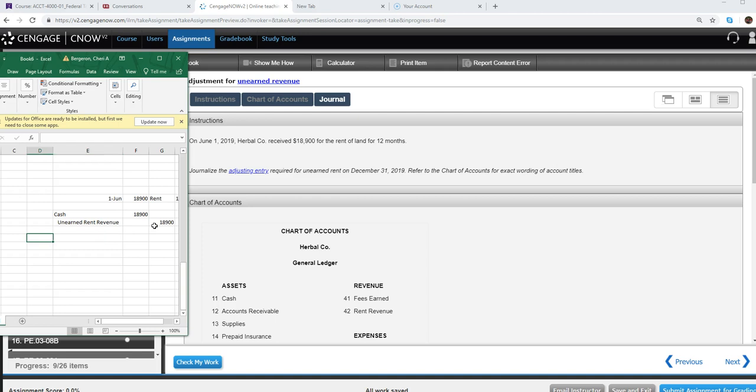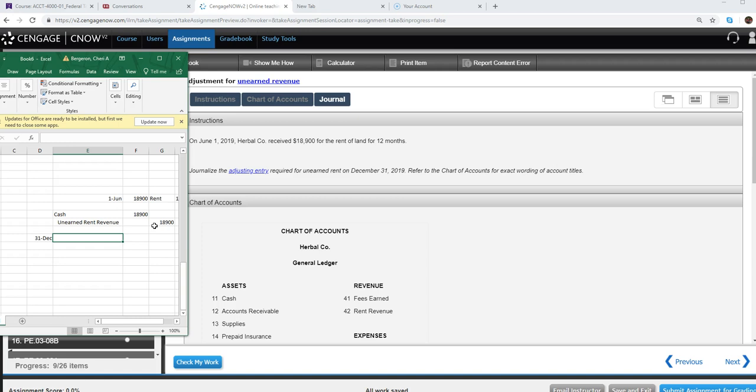It's asking me what do I do on 12/31 to adjust for this. Well, it was all unearned on June 1, but by the time 6 months goes by, all of June, July, August, September, October, November, December, no, 7 months. And the reason why we include June is because we received it on June 1, so we need to include all of June through December, so it's 7 months. By the time that happens, we need to show that we have now earned 7 months of that.